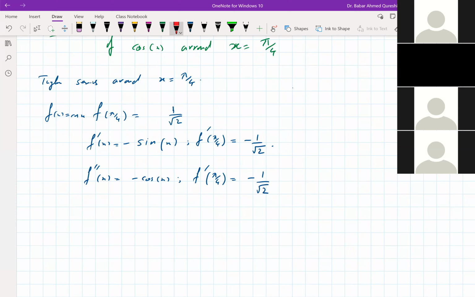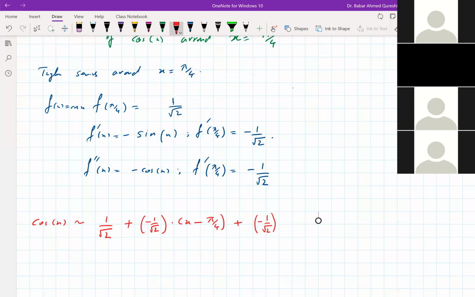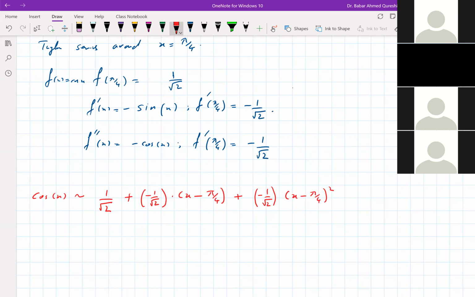So I can write the whole series, but I don't need it. Let me write it up to second power. So cosine x starts with this guy, 1 over under root 2, plus the derivative evaluated at this point, which is minus 1 over under root 2 times x minus this point pi by 4, plus the derivative, which is still minus 1 over under root 2, and x minus pi by 4 square, and you have a 2 factorial from the formula.